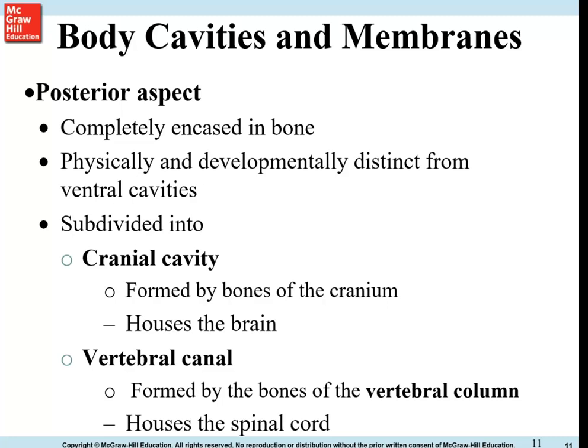It's subdivided into the cranial cavity, which is formed by the bones of the cranium or the skull cap. It's basically the part of your skull that doesn't include the facial bones, and it houses the brain. And it's also composed of the vertebral canal, which is formed by the bones of the vertebral column and houses the spinal cord.